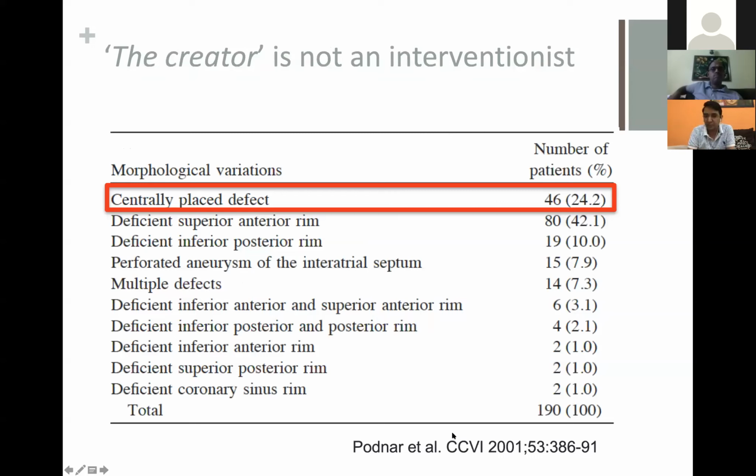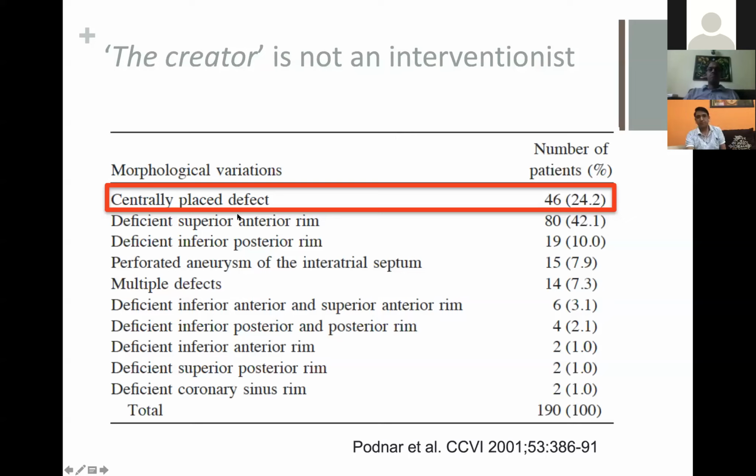And as we can see from this study of 190 patients, only 46 patients, which is 24%, had central defect. All others had some other issues related to that. And that is why it is imperative that we understand what kind of defect we are dealing with before we can actually close the defect with the device.